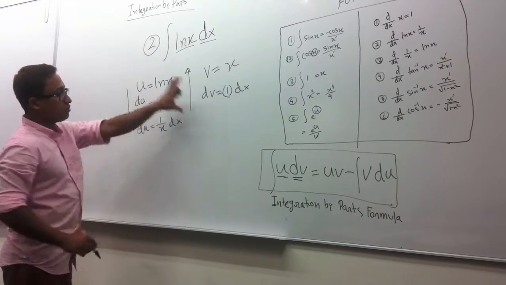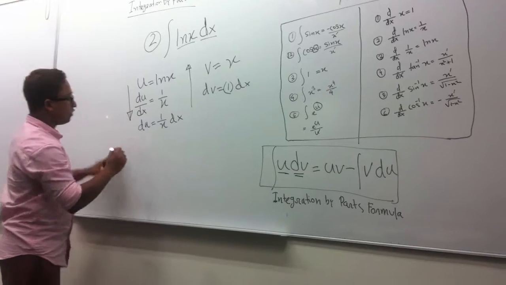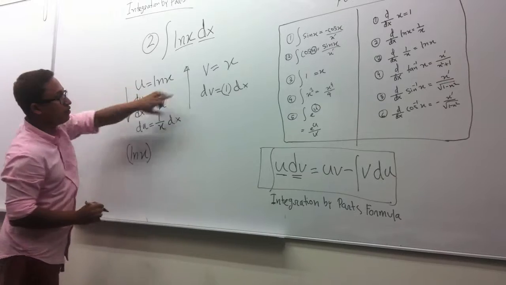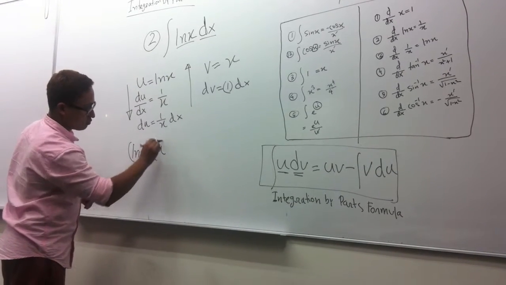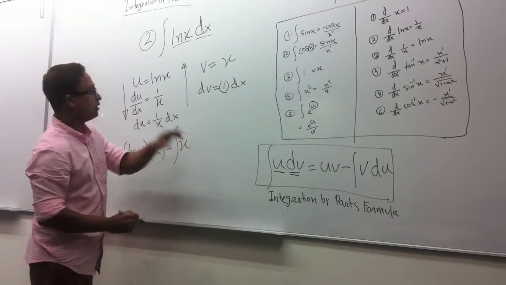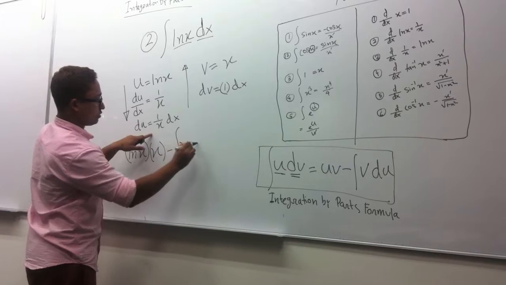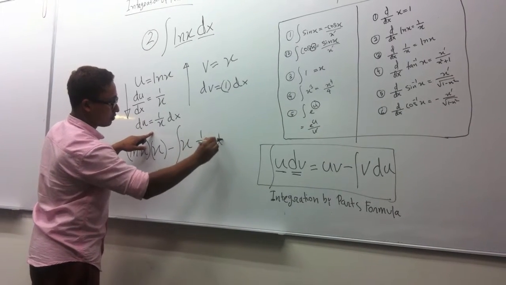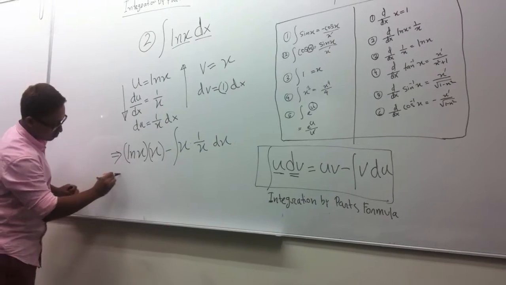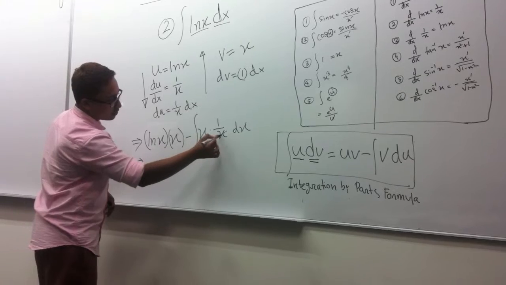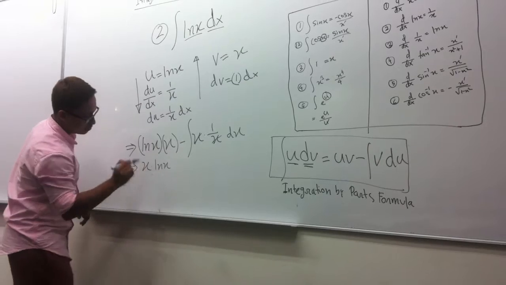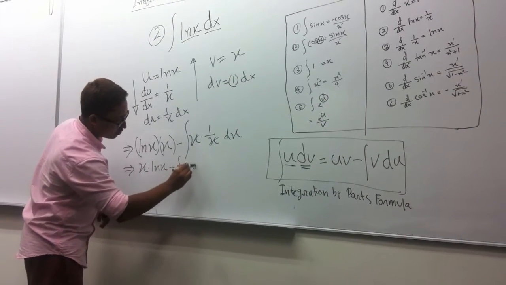So we put this into our equation. u is our ln x, v is our x, minus the integration of v du. du is 1 over x dx. Okay, so here we can see x and x, we can get rid of x. It's going to be x ln x minus the integration of 1 dx.